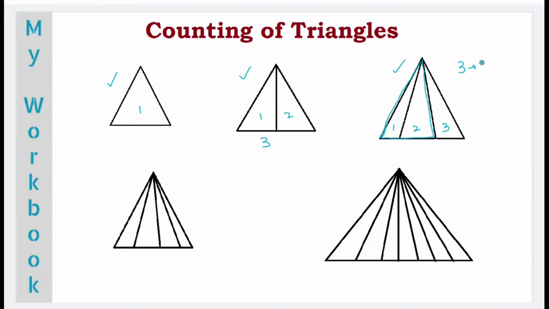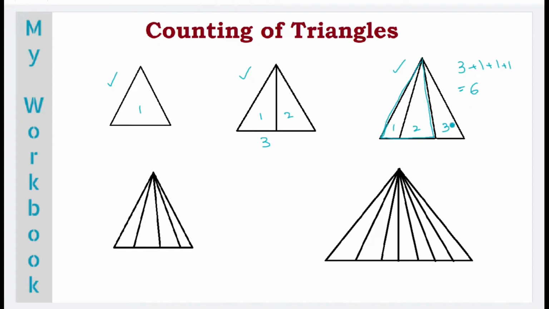So that is one more. Similarly, 2 and 3 together will form another triangle. So another one. And 1, 2, 3 put together form the bigger outermost triangle. So that is one more. Totally there are 3 plus 1 plus 1 plus 1, which is 6 triangles. So this image has 6 triangles.